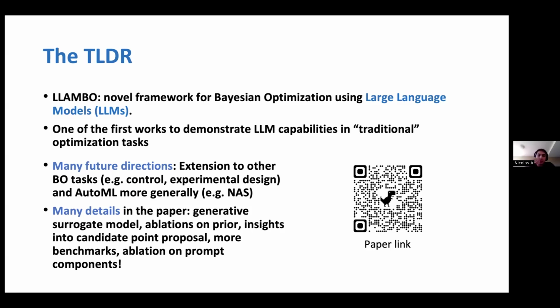And there are many more details in the paper, like generating the surrogate model, evaluation on priors, insight into candidate proposal points, more benchmarks, and also more baselines, and evaluation of the prompt components.